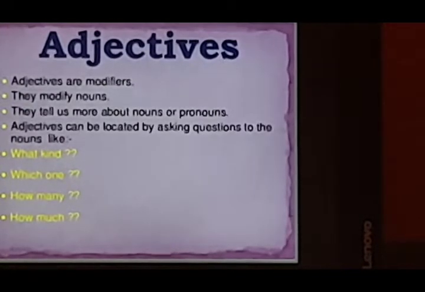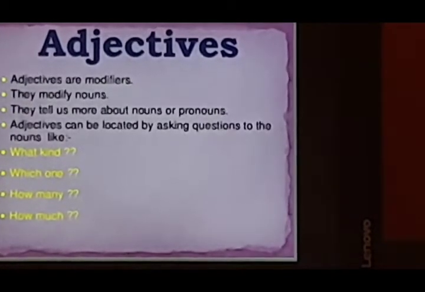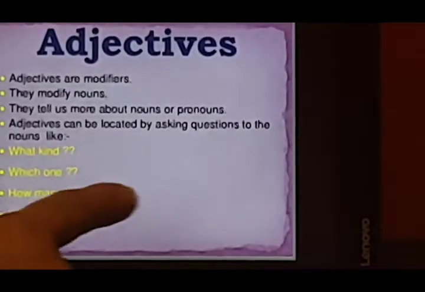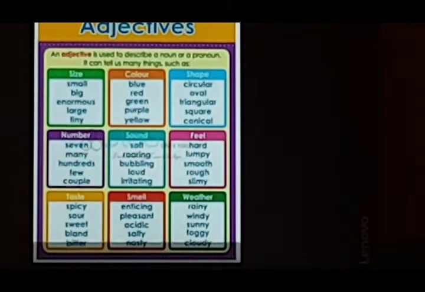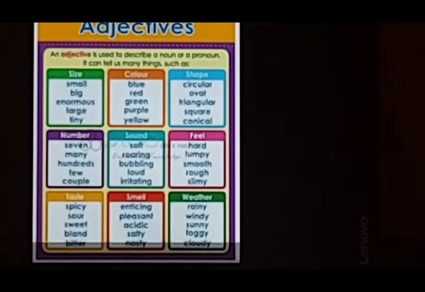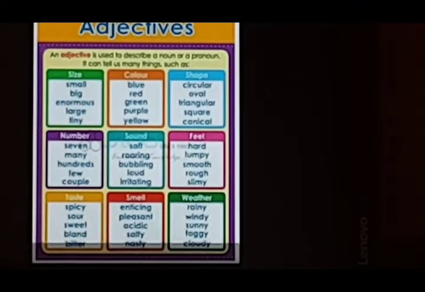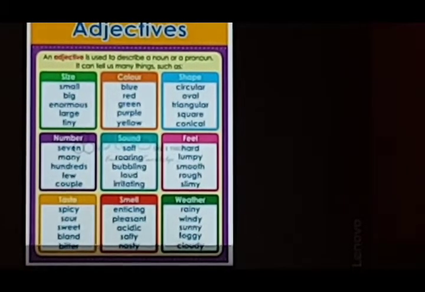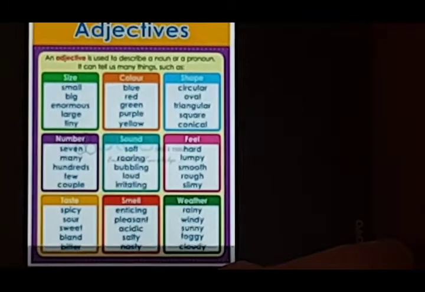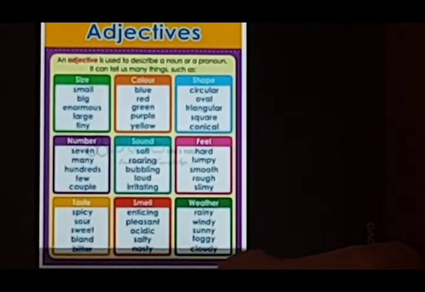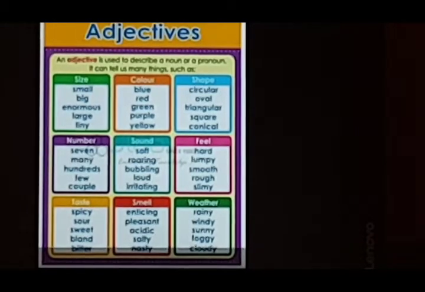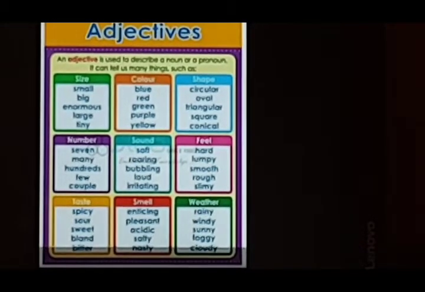So adjectives can be located by asking questions to the nouns, like these questions which we have already discussed. So adjectives are describing words. The shortest description of adjectives is that they are describing words. And how are they describing words? They are describing words when they describe the size of some noun, by describing the size of the nouns.